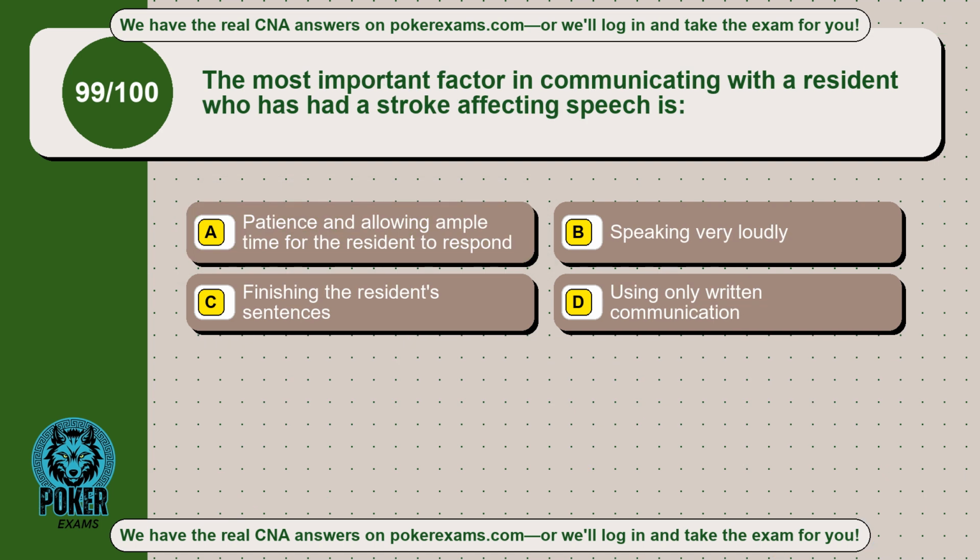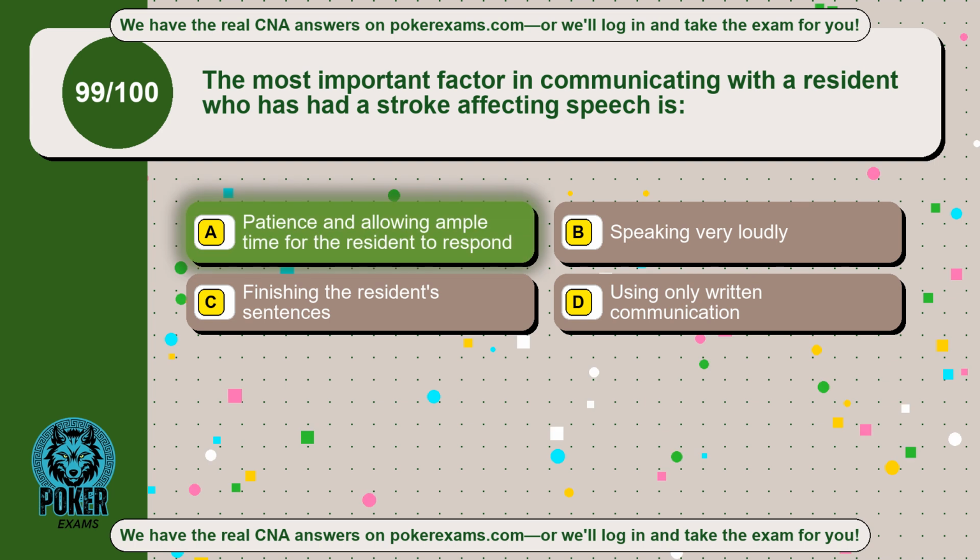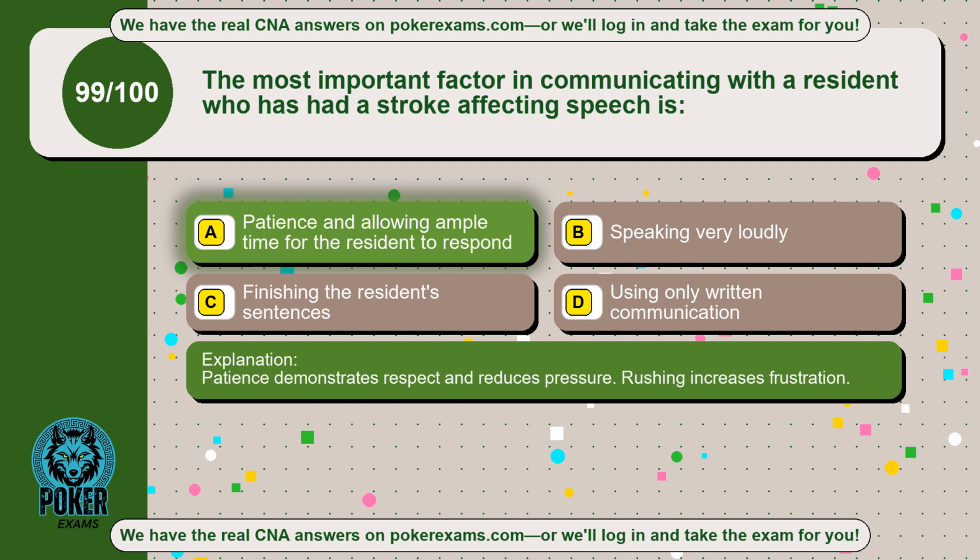Question 99. The most important factor in communicating with a resident who has had a stroke affecting speech is: Option A. Patience in allowing ample time for the resident to respond. Option B. Speaking very loudly. Option C. Finishing the resident's sentences. Option D. Using only written communication. The correct answer is option A. Patience in allowing ample time for the resident to respond. Patience demonstrates respect and reduces pressure. Rushing increases frustration.